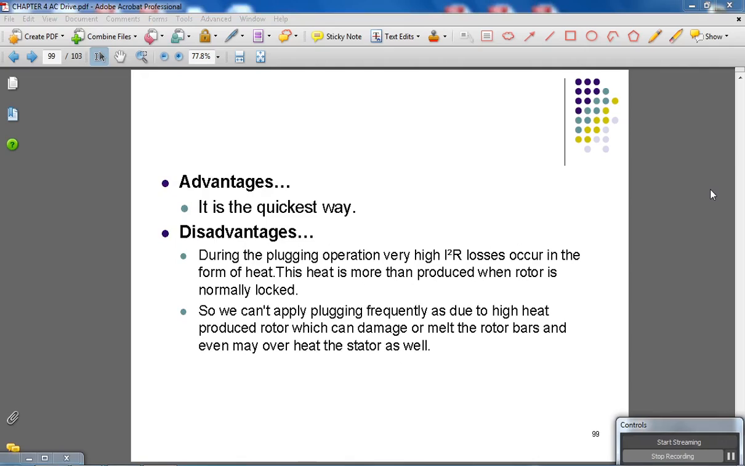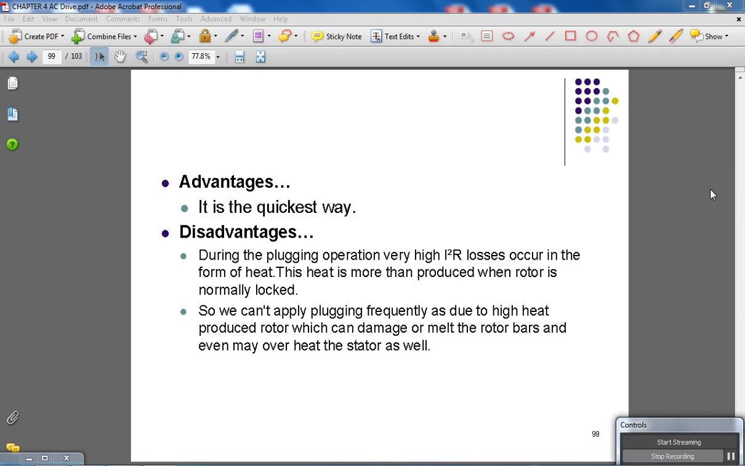Next, advantages and disadvantages of plugging. So the most obvious advantage of plugging is that it is the quickest way to stop the motor. This is because torque is developed in the opposite direction of the motor's rotation, which produces a strong braking effect.